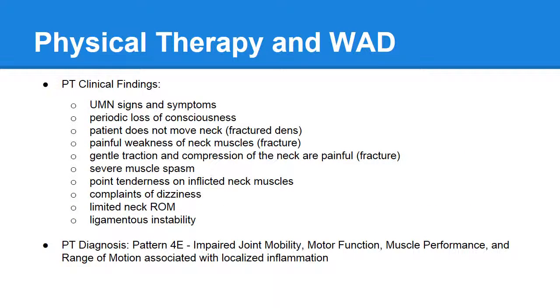During the physical therapy examination, the physical therapist might find the following: upper motor neuron signs and symptoms, periodic loss of consciousness, patient does not move his or her neck, painful weakness of neck muscles, gentle traction and compression of the neck cause pain, severe muscle spasm, point tenderness on inflicted neck muscles, complaints of dizziness, limited neck range of motion, ligamentous instability. WAD falls under the preferred practice pattern 4E, which include the following: impaired joint mobility, motor function, muscle performance, and impaired range of motion associated with localized inflammation.